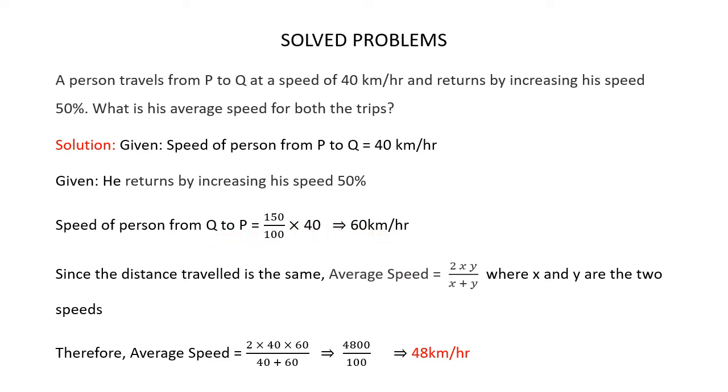Now, since the distance traveled is the same, the average speed is equal to 2xy divided by x plus y, where x and y are the two speeds. So the average speed is equal to 2 multiplied by 40 multiplied by 60 divided by 40 plus 60, which is nothing but 4800 divided by 100, which gives us 48 kilometers per hour. So the person's average speed for both the trips is 48 kilometers per hour.